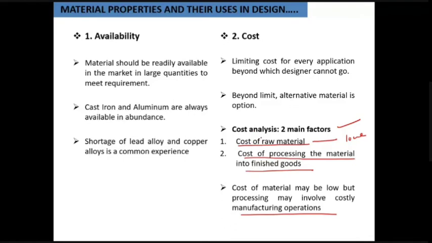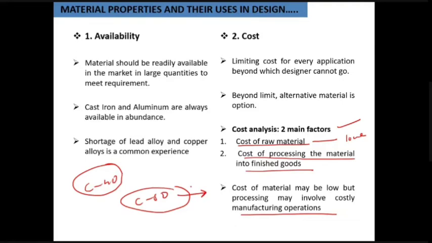Whenever you're selecting a raw material, you also have to understand whether it has to be processed or not. If there are two materials available, let us say C40 and C50. C50 is slightly costly as compared to C40, but C50 does not need any manufacturing operations and C40 needs some manufacturing operation. So ultimately the cost of C40 will increase. So which material will you select? C50. Is it clear? Okay.